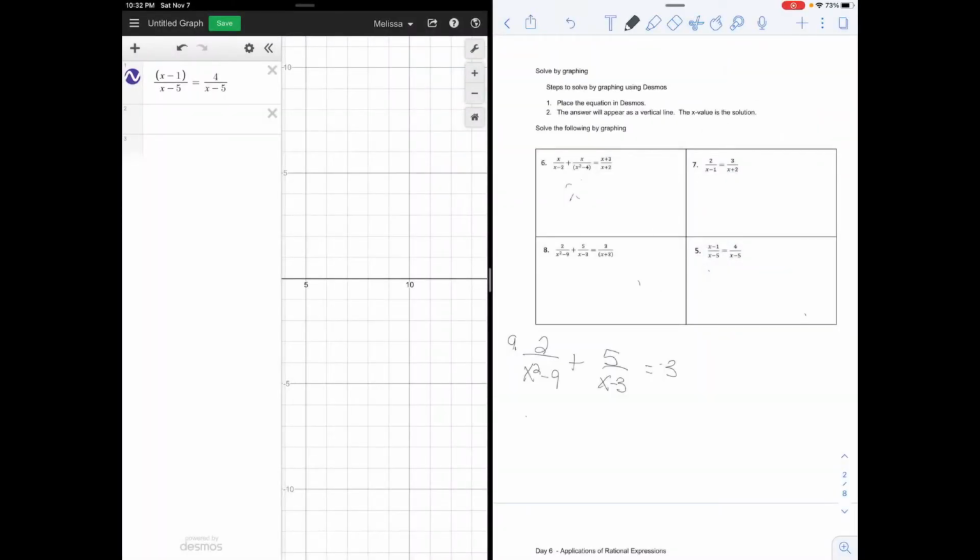Okay, boys and girls, welcome to solving rational equations part 2. In this part, we're going to look at solving rational equations graphically.